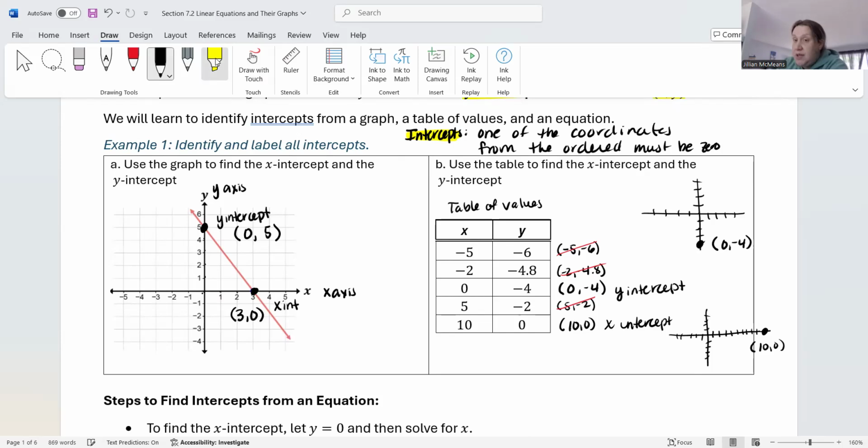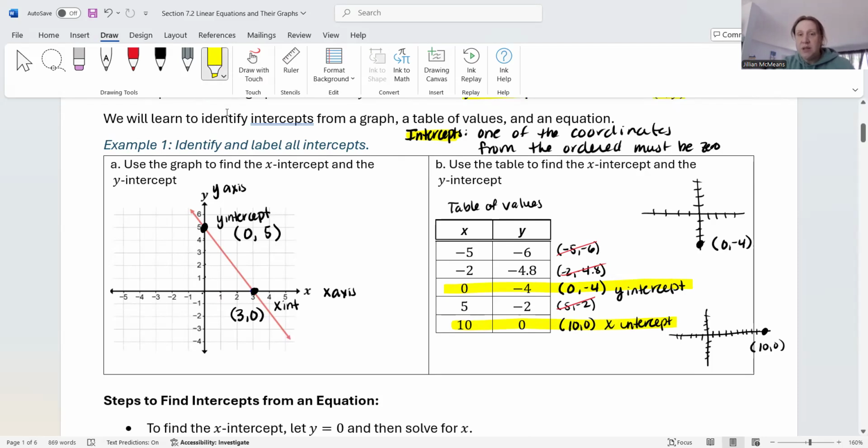Okay, so it's pretty easy to spot your intercepts from a graph or from a table of values. So be prepared to do both. Look at a graph and determine what ordered pairs are. Look at a table of values and note ordered pairs. Look at a graph and determine what intercepts are, and then look at a table of values and determine whether or not you have intercepts listed.